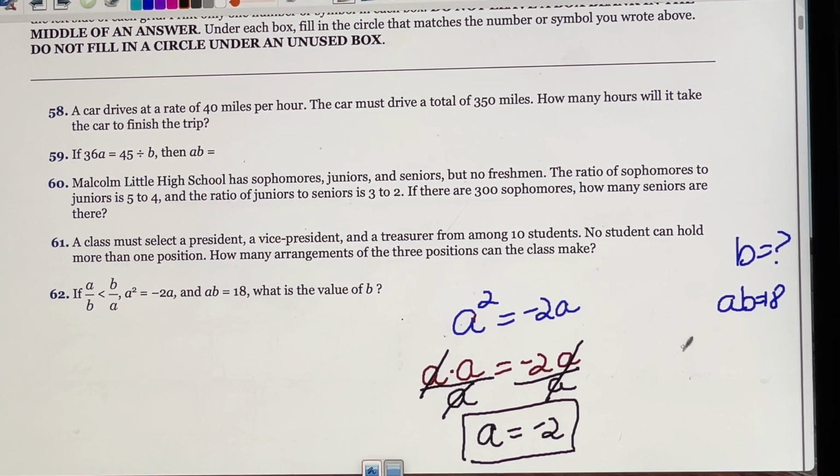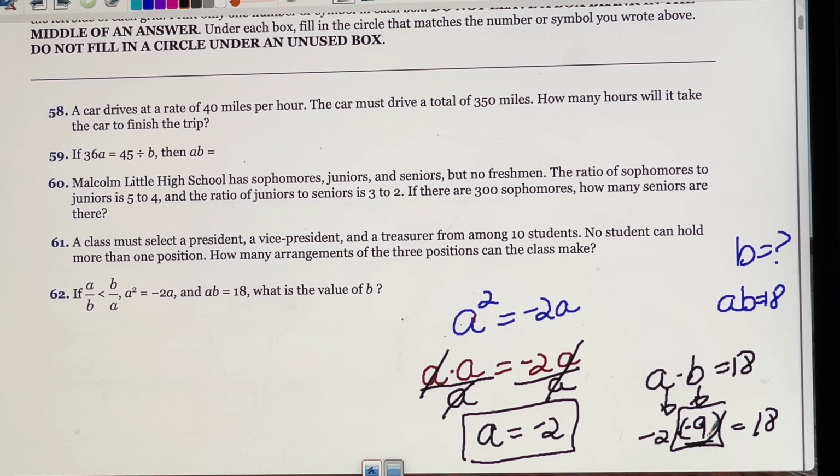Now if I know what a is, I can go to this equation where it says a times b equals 18, let me replace a with negative 2. Well, that literally says negative 2 times what number is 18? What must be the value of b in order for this to equal 18? Well, the only thing that multiplied by 2 gives 18 is 9, but careful, it has to be negative 9, right? Because a negative times a negative is a positive. So the answer to 62 would have been negative 9.